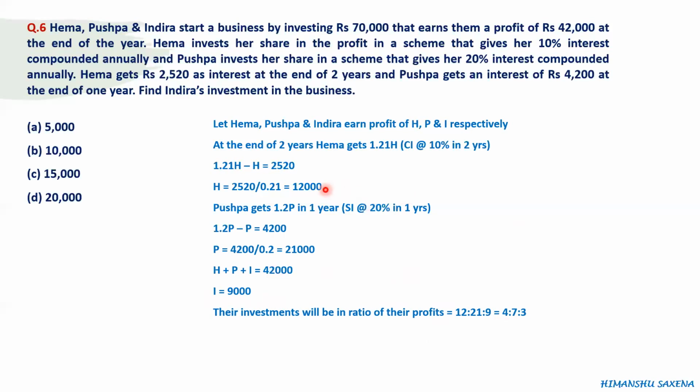So their initial investments will be in the ratio of their profits. Their profits are 12,000, 21,000 and 9,000, so the investment will also be in the ratio of 12 is to 21 is to 9. If you solve it further, it becomes 4 is to 7 is to 3. Now the total initial investment was 70,000 rupees. So you divide this investment in 4 is to 7 is to 3, and you get 20,000, 35,000 and 15,000 rupees. So Indra's investment in the business is 15,000 rupees, which is option C.